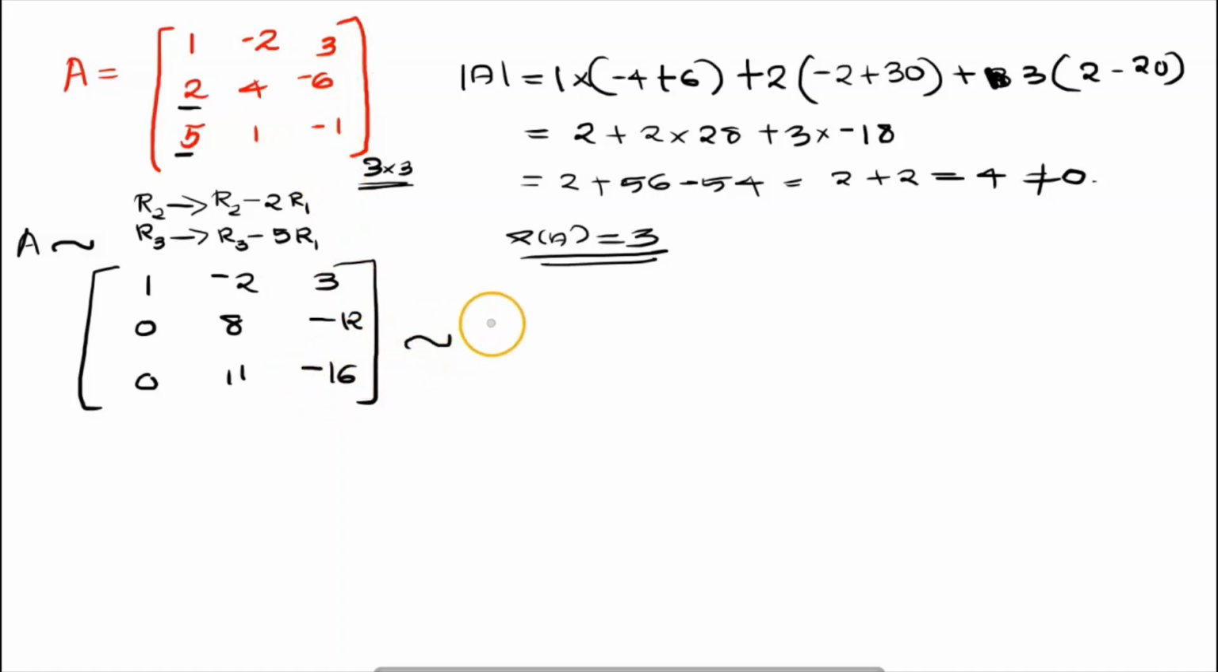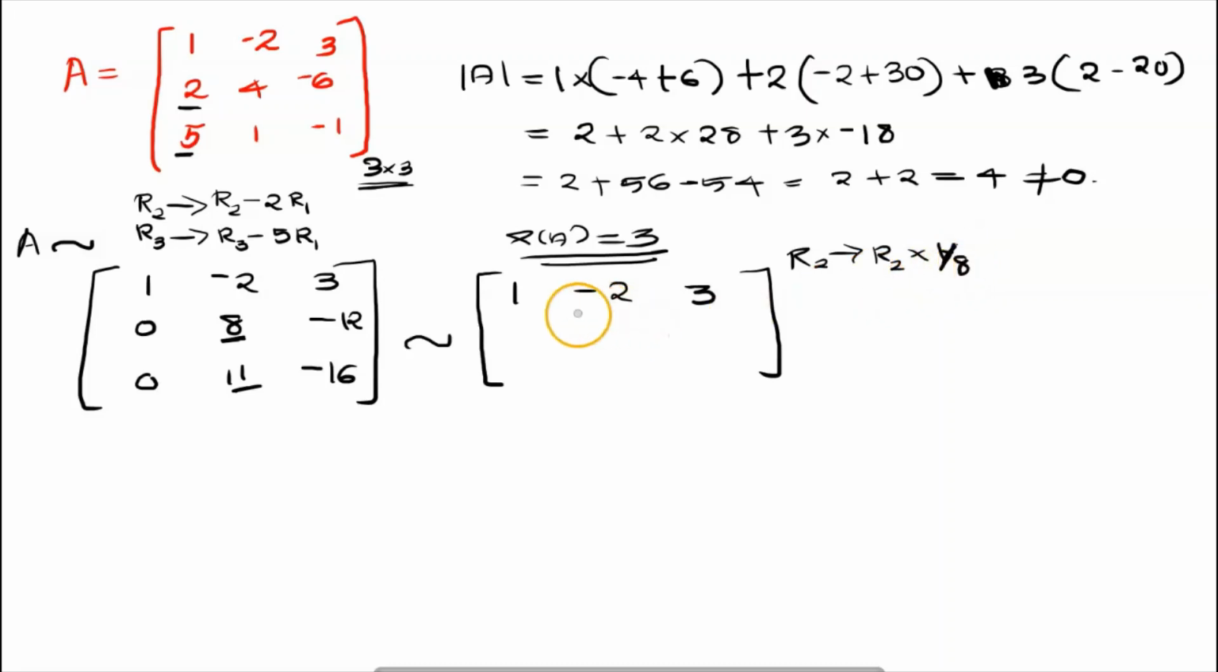And this is equivalent to, now let's make this 8 as 1 so that it is easy to make this 11 zero. So R1 has no change. I'm changing R2 to R2 into 1 by 8. That means 0, this is 1, minus 12 by 8 is minus 3 by 2. This is 0, 11, minus 16. Now I'm changing R3 so that 11 is 0. R3 minus 11 R2.